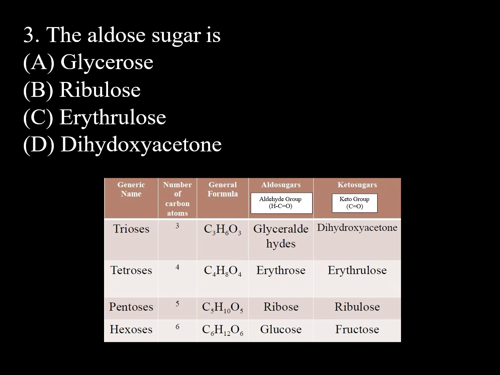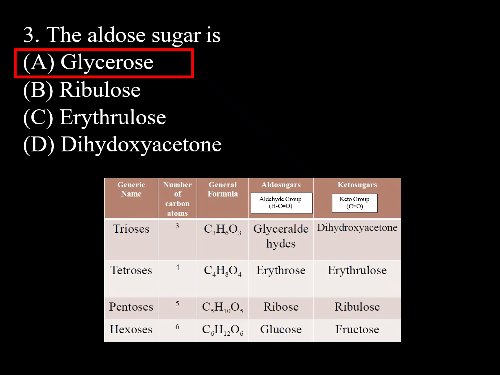The next question: the aldose sugar is option A, glycerol; option B, ribulose; option C, erythrulose; option D, dihydroxyacetone. An aldose sugar means one in which the aldehyde group is present. The right option is glycerol.